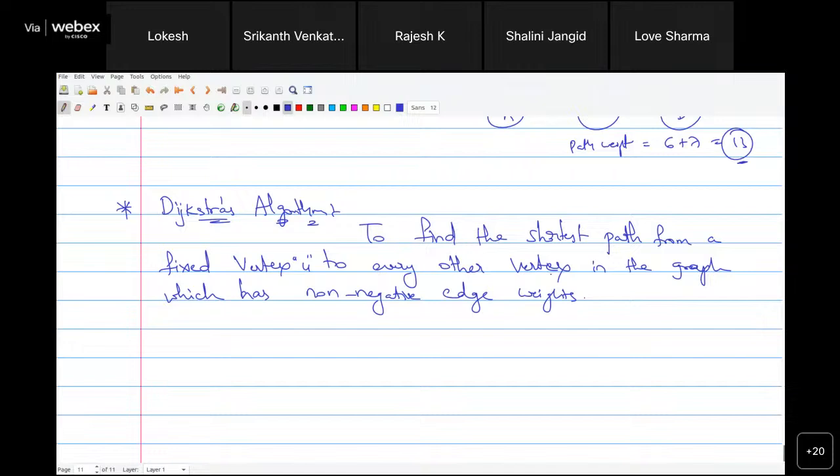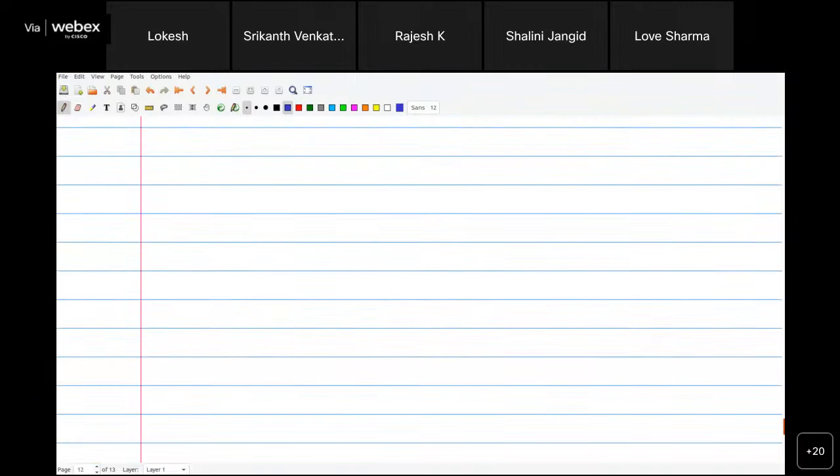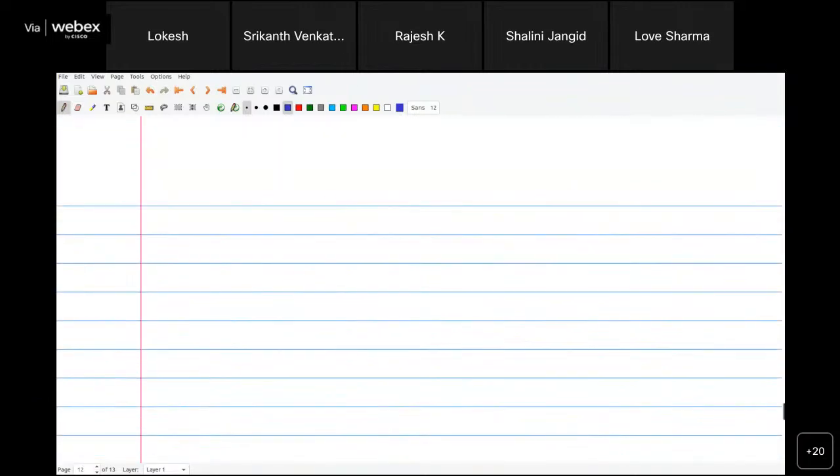And what we are trying to do is find the shortest path from a fixed vertex. We call it the source vertex or starting vertex. We are going to fix that vertex, and we are going to find the shortest paths in terms of edge weights to every other vertex. So I will take an example and we will try to find the shortest path from a fixed vertex to every other vertex.